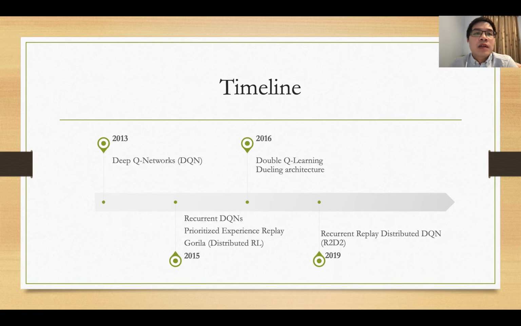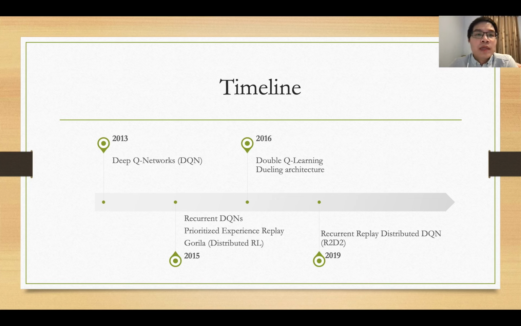So this is a timeline of how DQN has evolved from its inception in 2013 to 2019. There are of course many other improvements made to DQN, but these are the papers that are directly relevant to understanding R2D2. In 2013, DeepMind published the seminal DQN paper, and in 2015 there are Recurrent DQNs, Prioritized Experience Replay, and Gorilla, which is a framework for distributed reinforcement learning. In 2016, we got Double Q learning and the dueling architecture. Finally, in 2019, DeepMind published R2D2.